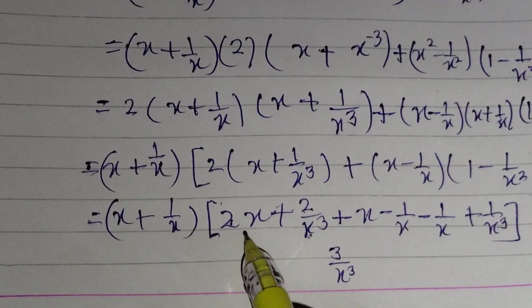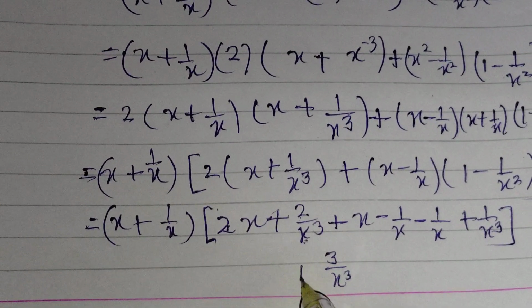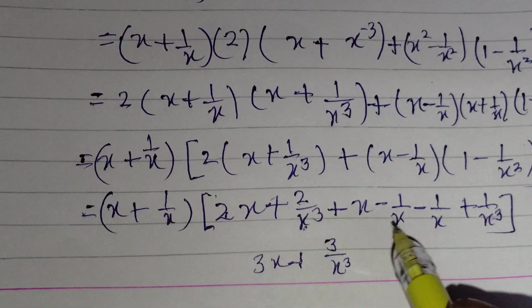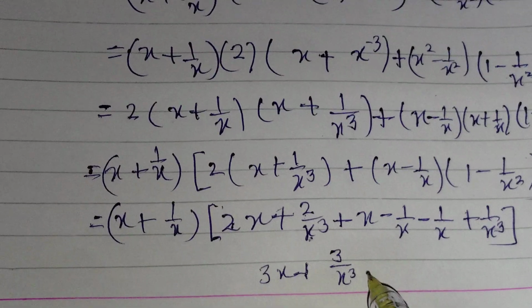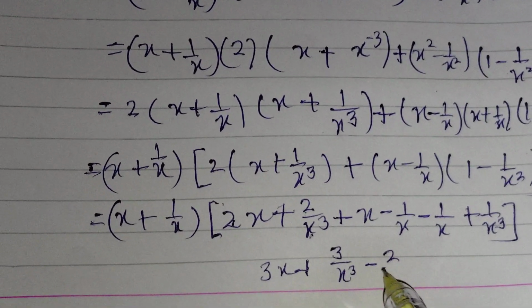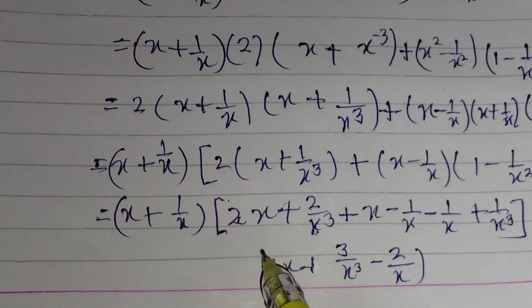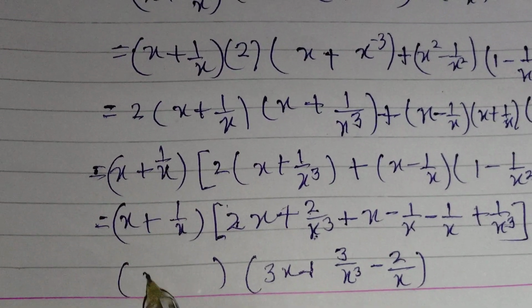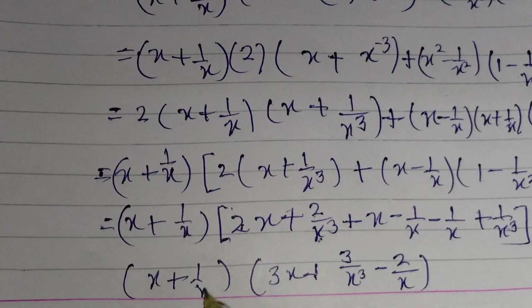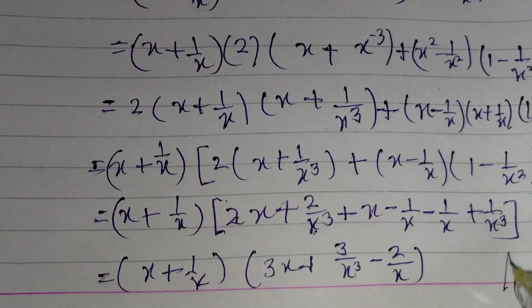and similarly 2x plus x we get 3x. Then minus 1 upon x, minus 1 upon x are like terms, so it gives us minus 2 upon x. This is our second bracket. The first bracket is as it is, we write down x plus 1 upon x. So this is the final answer.